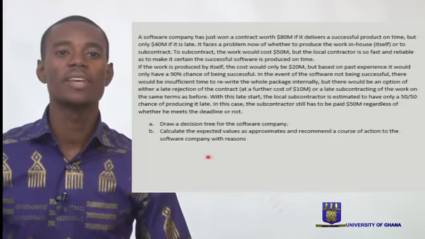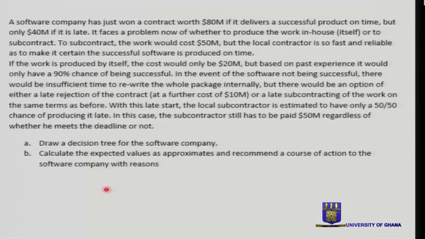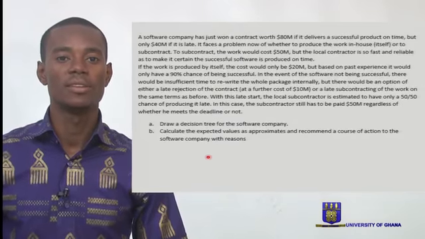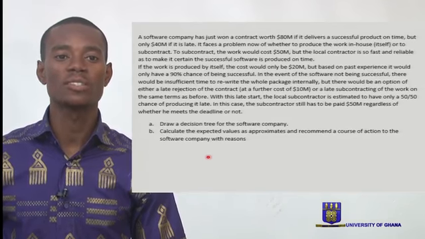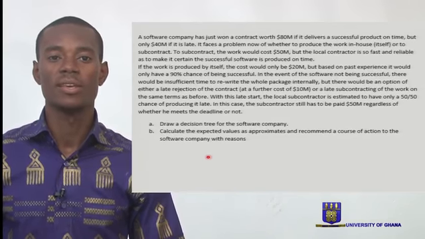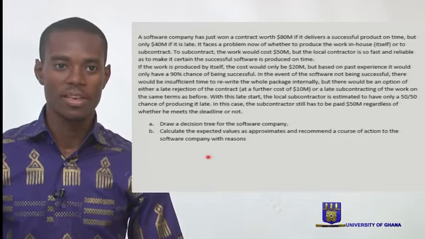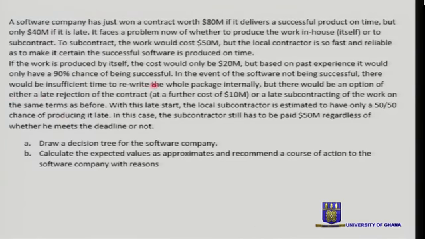Okay, so a software company has just won a contract worth $80 million if it delivers a successful product on time, but only $40 million if it is late. It faces a problem now of whether to produce the work in-house, that is by itself, or to subcontract. To subcontract, the work would cost $50 million. But the local contractor is so fast and reliable as to make it certain that the successful software is produced on time. If the work is produced by itself, the cost would only be $20 million.